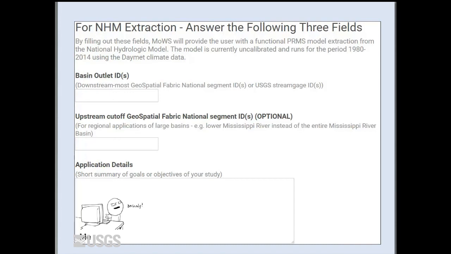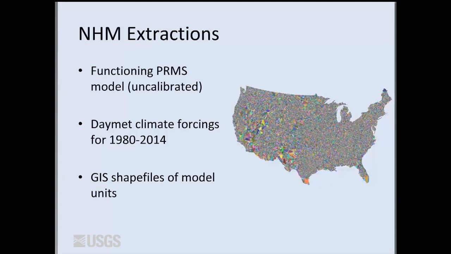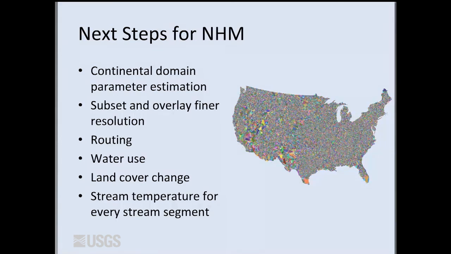So like I said, at my peril, hopefully, for better or worse, if it results in a whole bunch of requests, then that's good, but that only makes us get the automated thing running faster. The NHM extractions will come with a fully functioning PRMS model for your basin, uncalibrated but fully parameterized. It's driven with Daymet climate forcings from the period 1980 to 2014. You also get GIS shapefiles of the model hydrologic response units and stream segments so that you'll have some way to display your results, as well as your input parameters for those extractions.